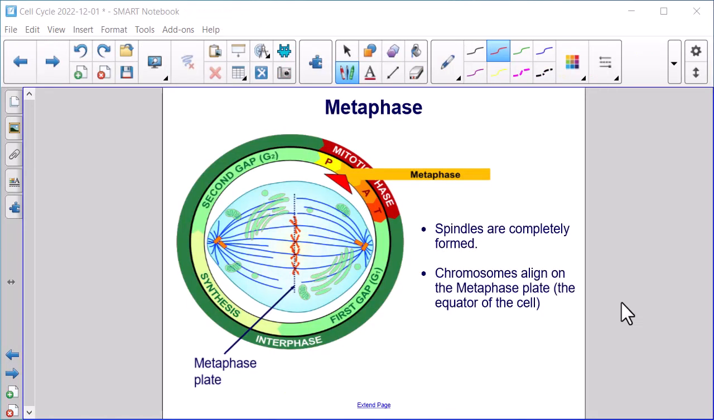Metaphase. Metaphase happens after prophase and what we've called prometaphase. At this point, the spindles are completely formed, as you can see, and the chromosomes align on what's known as the metaphase plate, or the equator of the cell.